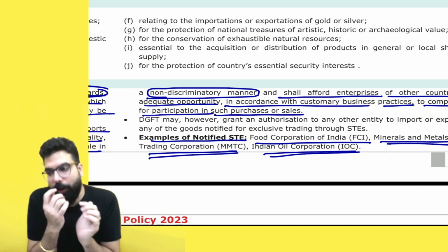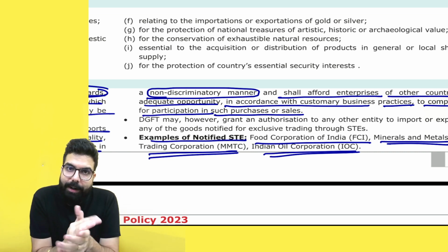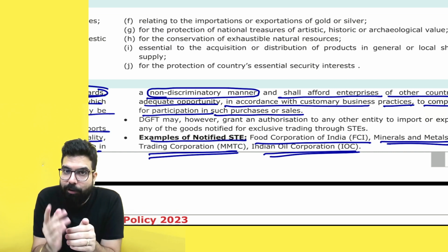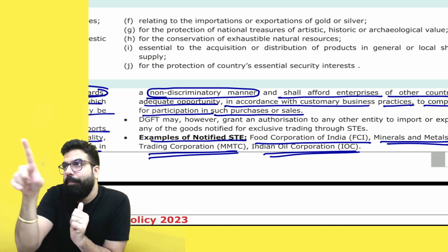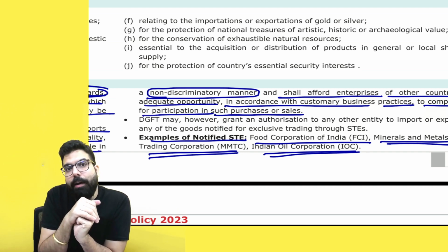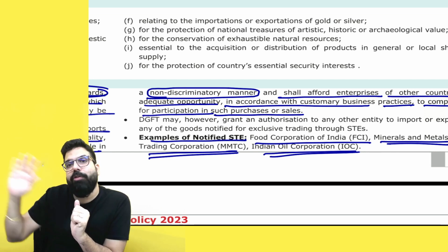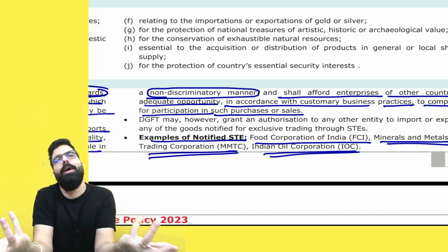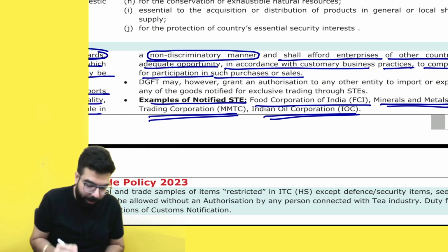They should make sure that, supposing Indian Oil Corporation is the only entity they are telling can import petrol, for example, they should provide equal opportunities. For example, Iran is there, Iraq is there, Dubai is there, Saudi is there. They should give all the countries equal opportunity, so that whichever country is providing it at a cheaper price, they should procure from that country. That's all they are trying to tell.